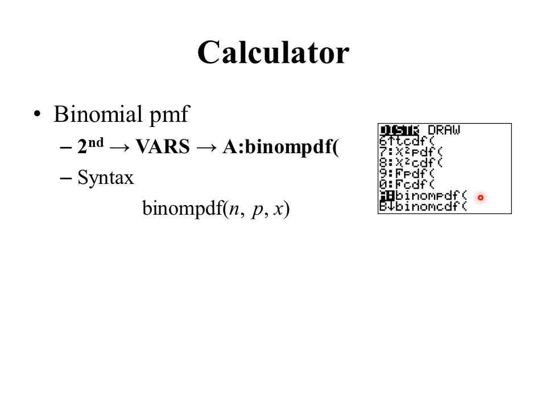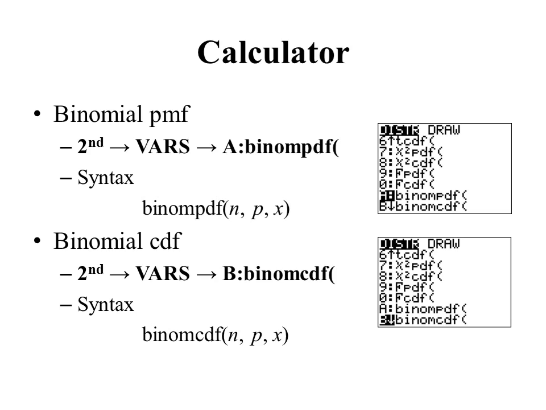Now this is the built-in formula for the binomial PMF. Now we call it the binomial PMF, the calculator calls it the PDF, but it's the same thing. Now the syntax for this function is binom PDF n, p, x. Now if we want to calculate a value of the binomial CDF, we would do the same basic thing, except we would choose option B for the binom CDF, and the syntax is basically the same.